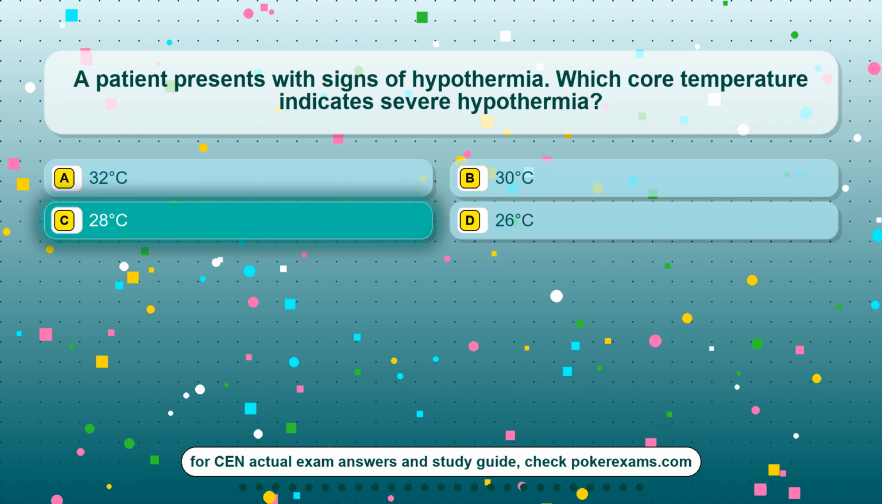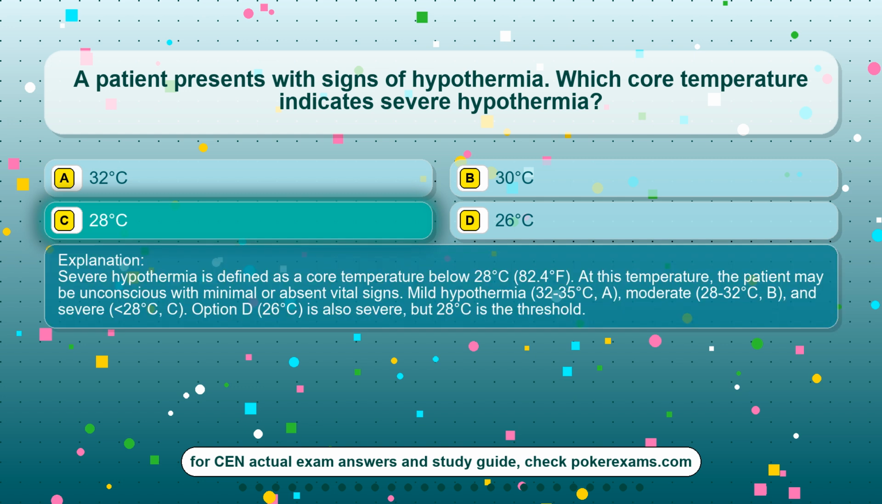The correct answer is option C, 28 degrees Celsius. Severe hypothermia is defined as a core temperature below 28 degrees Celsius (82.4 degrees Fahrenheit). At this temperature, the patient may be unconscious with minimal or absent vital signs. Mild hypothermia, 32 to 35 degrees Celsius, A; moderate, 28 to 32 degrees Celsius, B; and severe, below 28 degrees Celsius, C. Option D, 26 degrees Celsius, is also severe, but 28 degrees Celsius is the threshold.